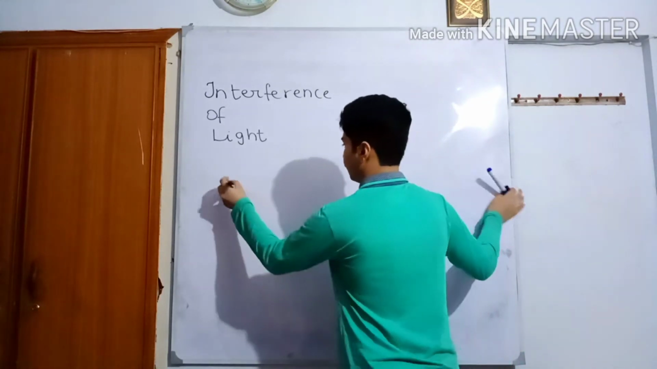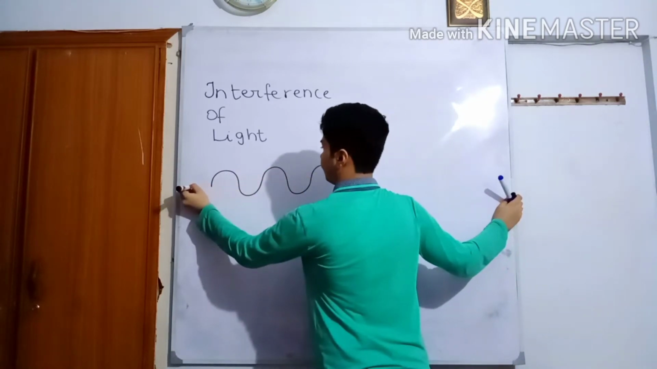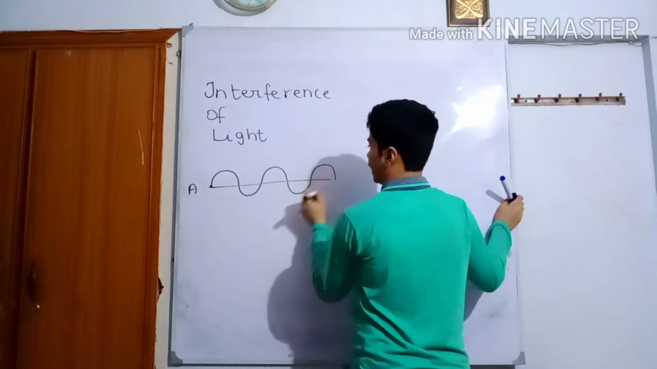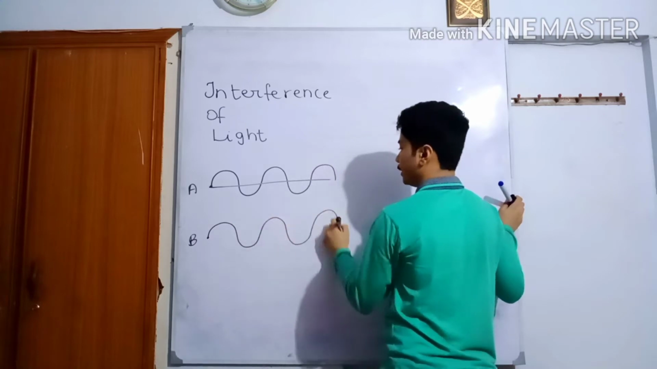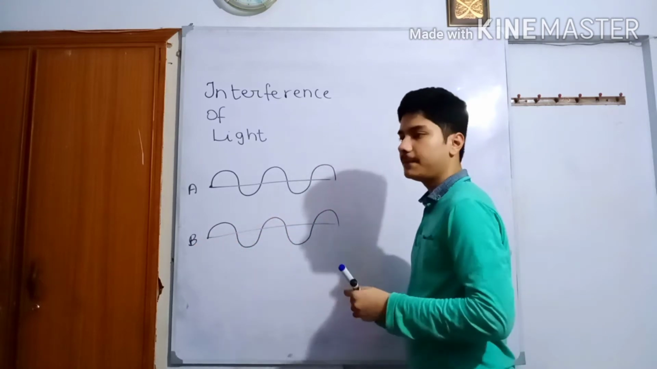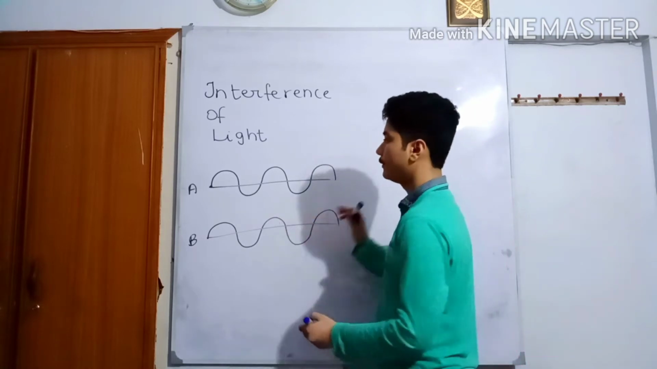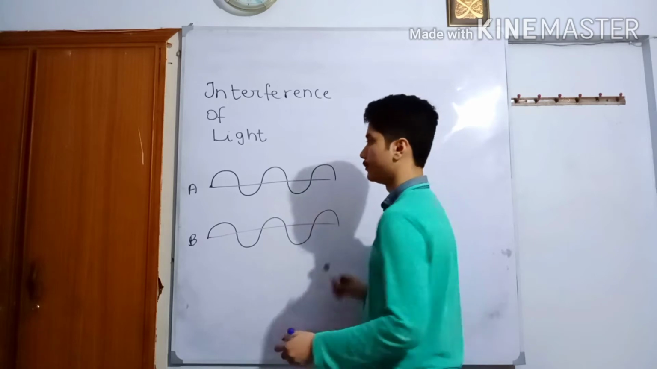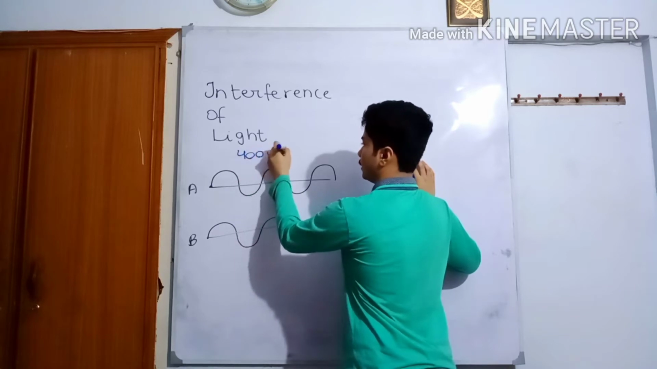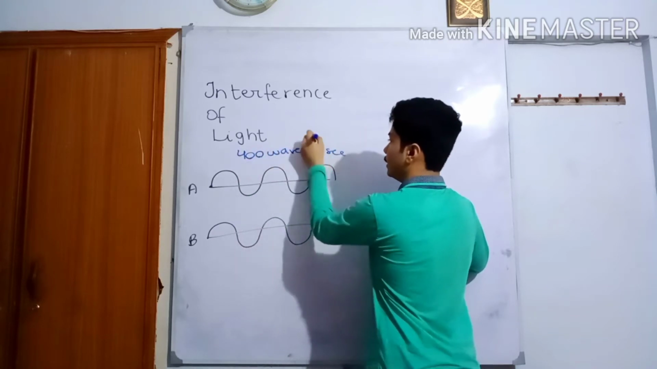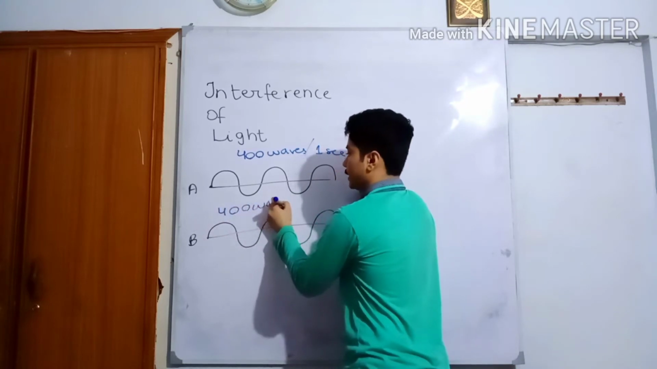Let's suppose there are two light waves here. This is a light wave coming from point A, and this is another light wave coming from point B. For example, these two light waves are going to interfere at some point. Now let's suppose both light waves have the same frequency. What does it mean? If this light wave is generating 400 waves in 1 second, it means that this light wave will also be generating 400 waves per second.